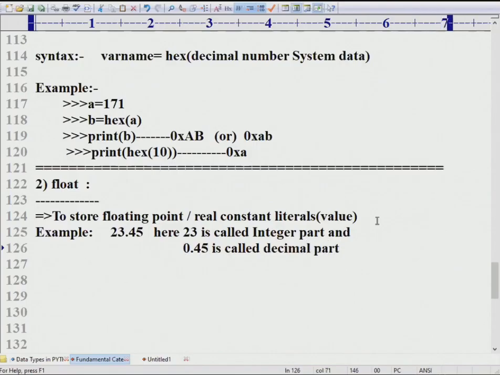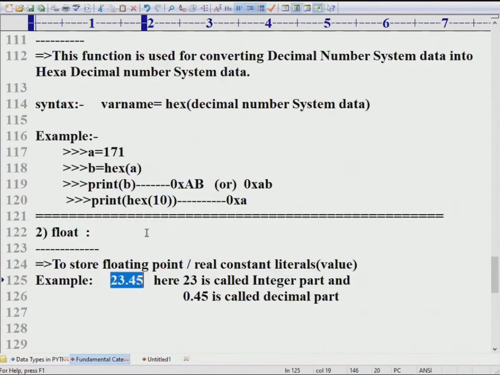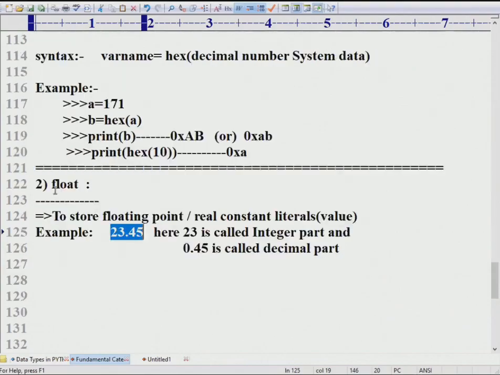Decimal part. Now, how do you store this type of data? This type of data we cannot store by using which data type? Int data type. We need a separate data type that is called float. And dear students, as far as this float is concerned, we don't have another data type like double in other languages. Why? Because I told you the strongest reason in the classroom.